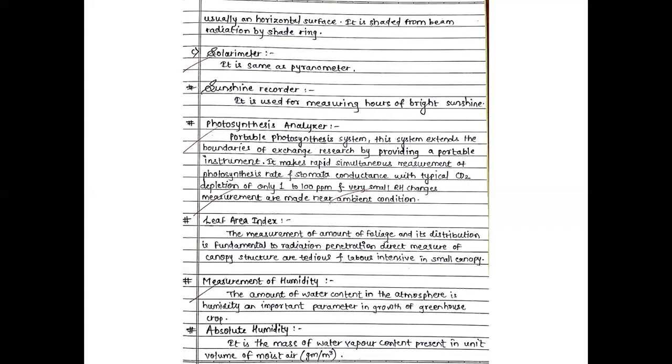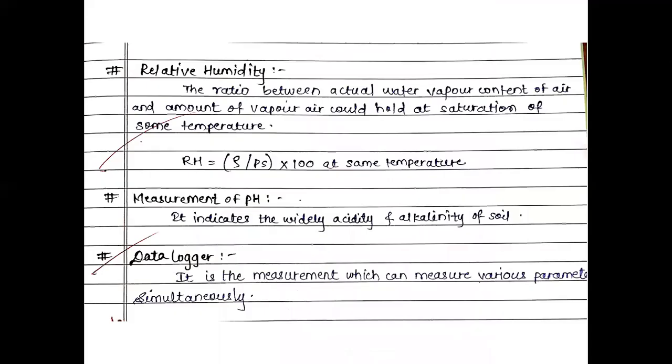Okay. Measurement of humidity. The amount of water content in the atmosphere is humidity, an important parameter in the growth of greenhouse crops. So the amount of water content in the atmosphere or in the air gives the humidity rate. Okay. Next is absolute humidity. It is the mass of water vapor present in a unit volume of moist air. So mass of water vapor in unit volume of moist air is given in grams per meter cubed, that is absolute humidity.